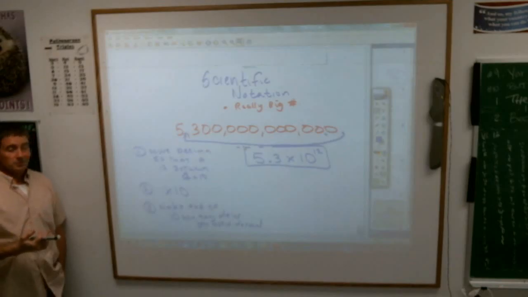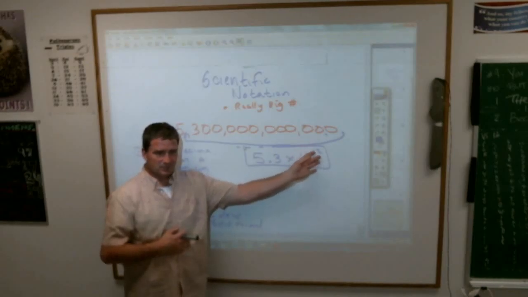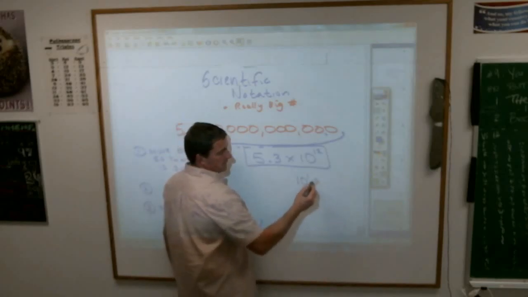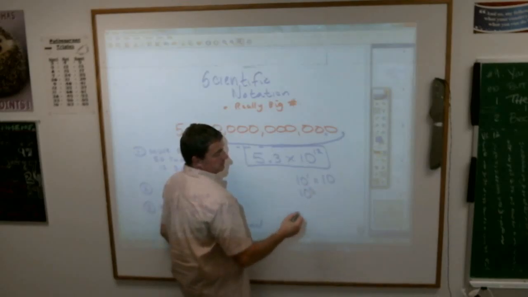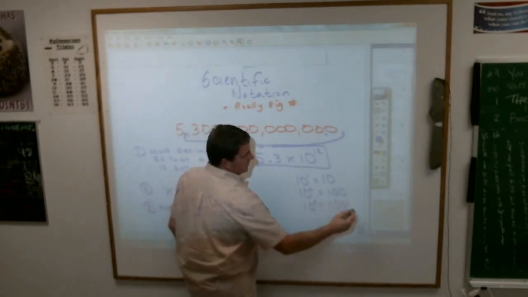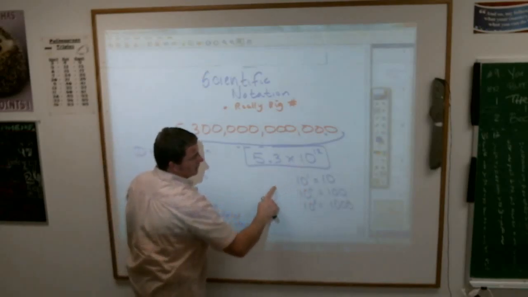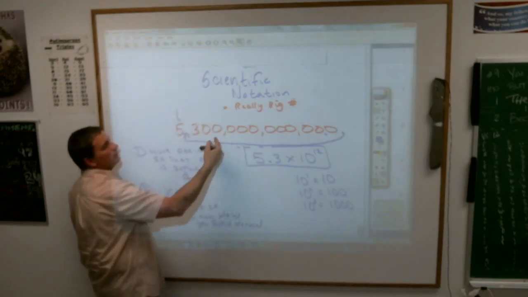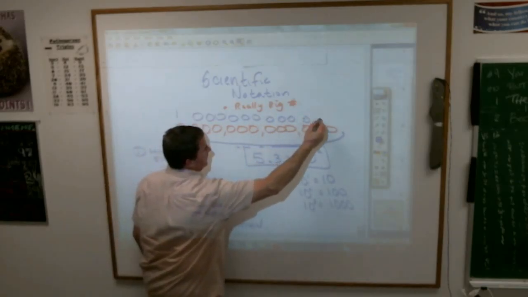Okay. What it really means and why you can do that is, if you know anything about exponents and tens, what is 10 to the first power? 10 to the first power is, David? 10. 10 to the second power is 100. 10 to the third power is 1,000. Well, 10 to the 12th power, children, would be a 1 with 12 zeros after it. 1, 2, 3, 4, 5, 6, 7, 8, 9, 10, 11, 12.